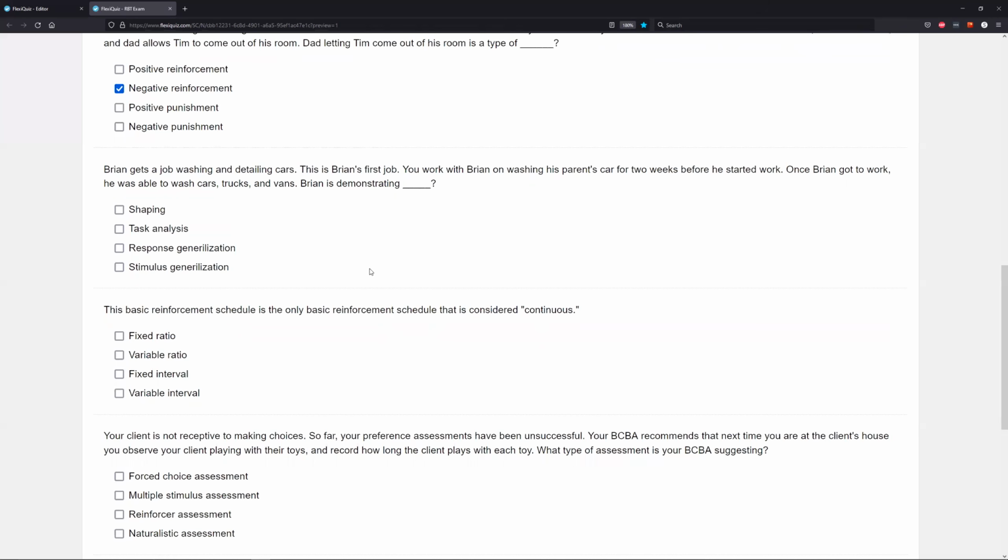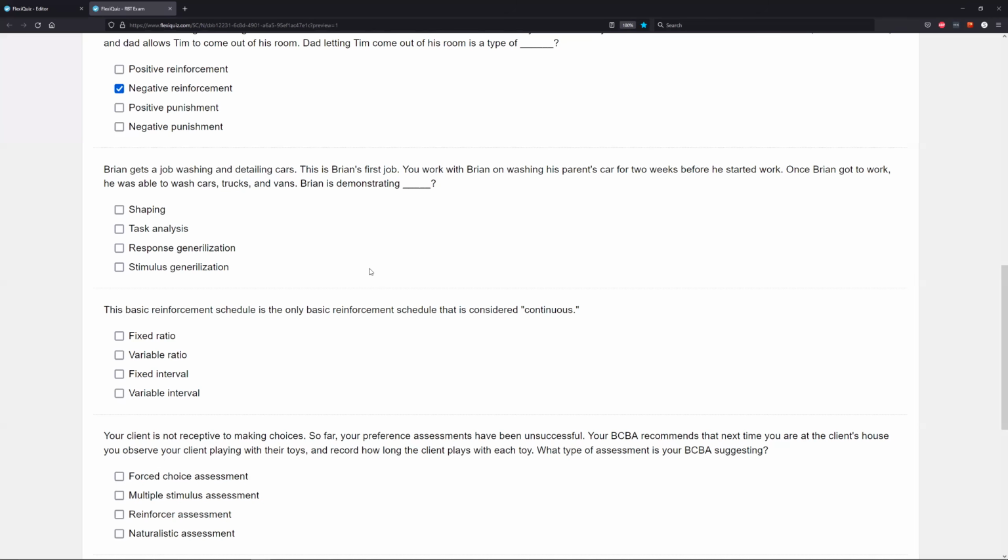Brian is demonstrating what? Okay, so he's clearly taking the skills you taught him to his job, which is fantastic, right? You taught him how to wash a car, he got to work, he's now washing cars, trucks, and vans. Your procedure was apparently effective. What is this considered, though? If Brian learned a response, and he uses it in a situation when he's presented with a stimulus, in this case a car, and then he can do that same response across multiple stimuli, such as cars, trucks, and vans. Well, what is this considered?